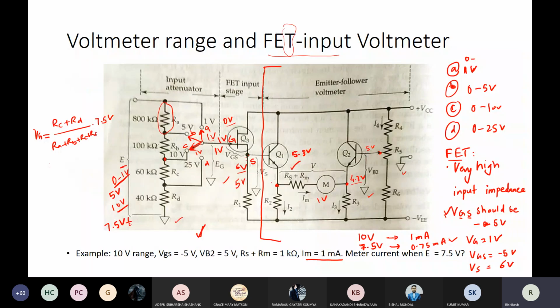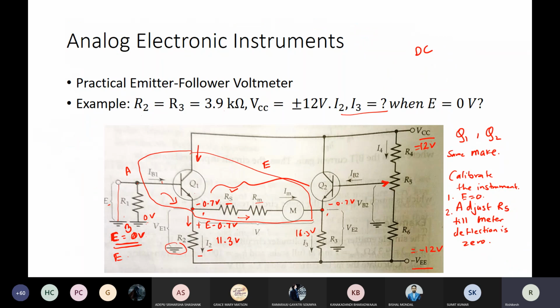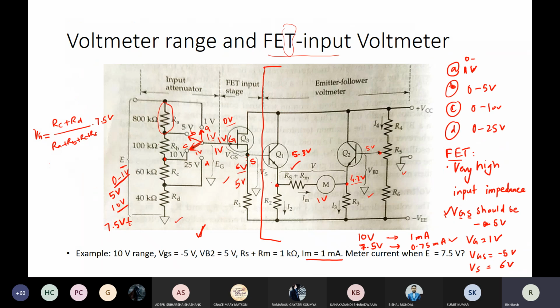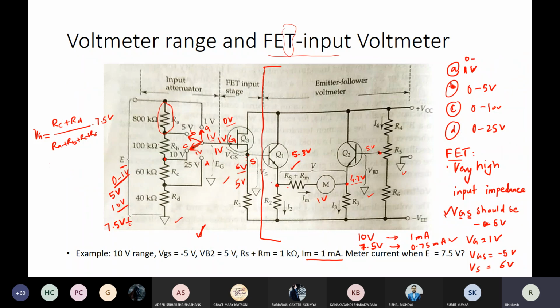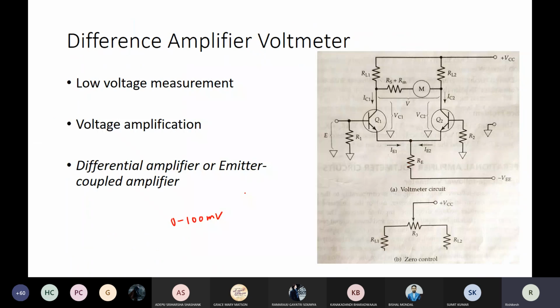Till now, we were only discussing voltages of a range probably higher than 1 volt. The minimum was 1 volt, then 5 volts, 10 volts, and 25 volts. How about voltages in the range from 0 to 100 millivolts? For low voltage measurement, if you use them directly with the meter, this voltage is not good enough to drive the PMMC instrument because they require some significant amount of current.